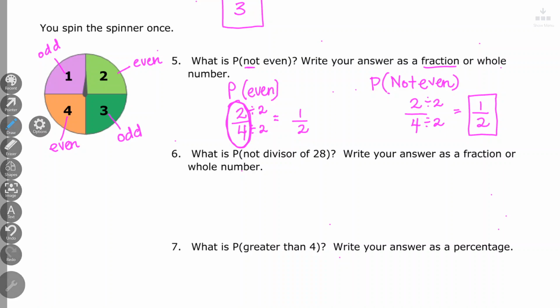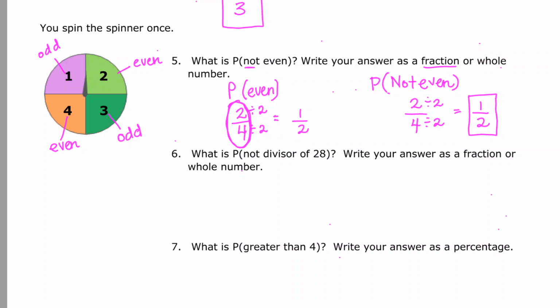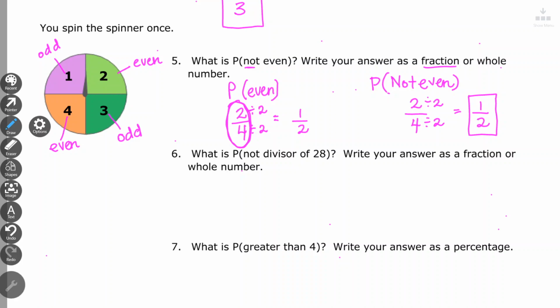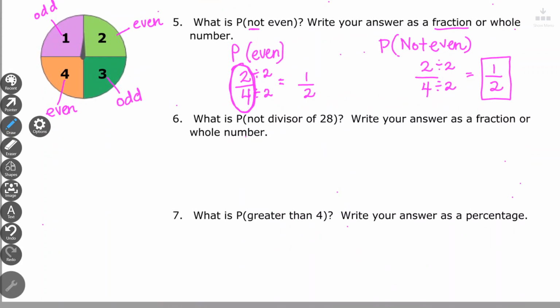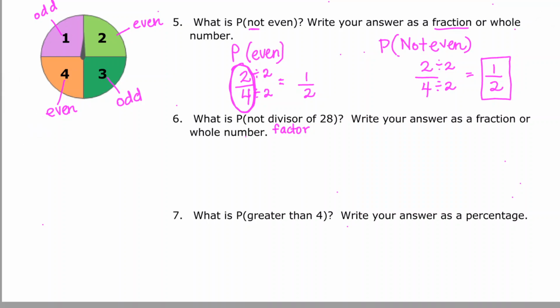Now it says number 6. What is the probability of spinning a number that is not a divisor of 28? Now I want to share with you a keyword that means the same thing as divisor. We've talked about it, and it is factor. You've probably heard that word, factor. So now a factor is a number that will go into 28 evenly, right? With a whole number answer, no parts left over.